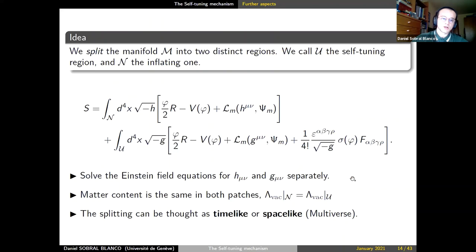So this is the idea that we propose. We split the manifold M into two distinct regions. What we have to do here is to solve the field equations for H, which is the metric on N, the inflating region, and for G, which is the metric for U, the self-tuning region. In general they will be different, and we have to solve the dynamics independently. We assume that the matter content is the same on both patches, which immediately tells us that the vacuum energy contributions are exactly the same on both.